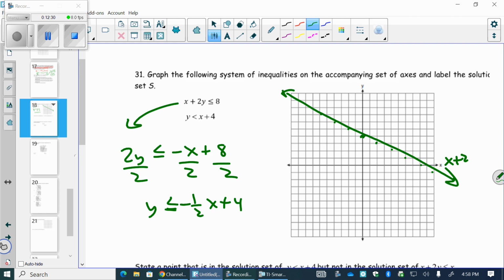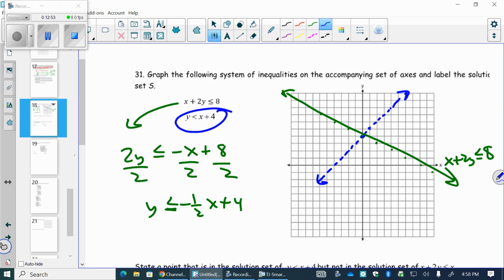x plus 2y is less than or equal to 8. For the other line, you don't have to do anything. It's already the correct form. That's going to start at 4. It's got a slope of 1. So I'm going to go up 1 over 1, just like that. Or down 1, back 1. Okay. And with that line, it's going to be dotted because it's strictly less than.